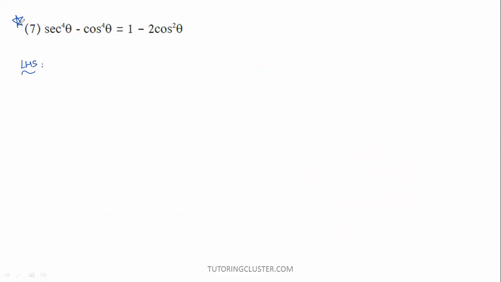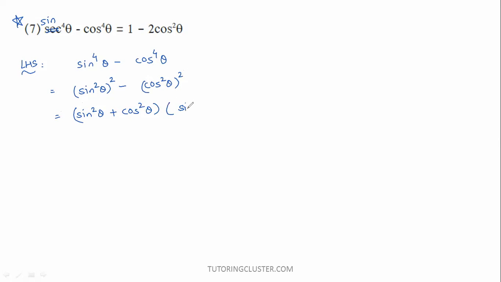Now, sec to the power 4. Okay, instead of sec, please consider this as sine. Sine to the power 4 theta minus cos to the power 4 theta. Okay, now see here. Can I write sine to the power 4 theta like this? Can I write cos to the power 4 theta like this? Notice a square minus b square, a plus b into a minus b.